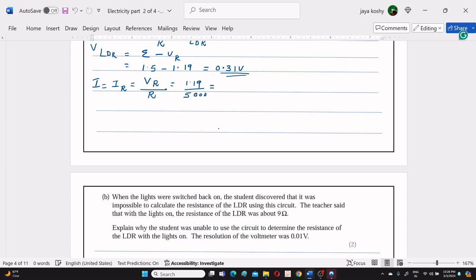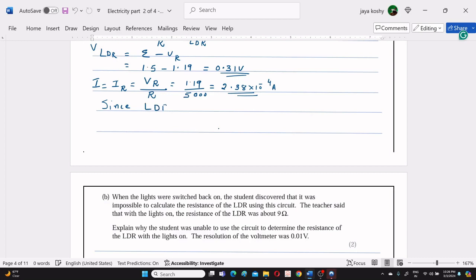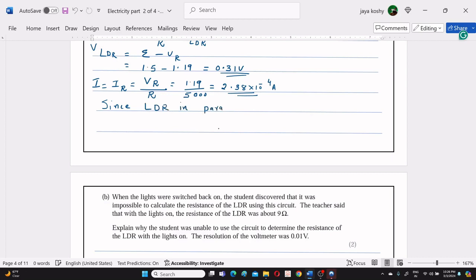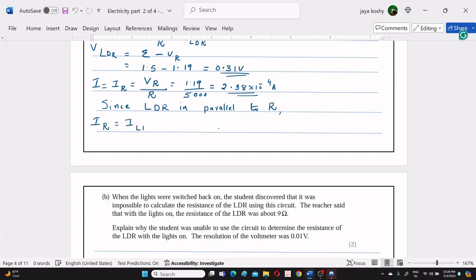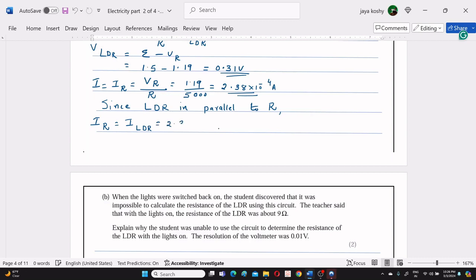So on calculation, we are getting a current of 2.38 times 10 to the power of negative 4 amps. This is the circuit current, or current passing through the resistor. Since the LDR and resistor are connected in series, the current of the resistor is the same as the current passing through the LDR, which is 2.38 times 10 to the power of negative 4 amps.